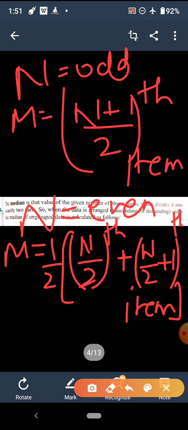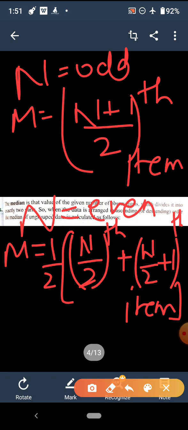The first step is to arrange the data in ascending or descending order. Step number 2, calculate the number of items, so the items will be n. Then you identify whether n is odd or even, and at last you apply the formula. If n is odd, then (n plus 1) upon 2, and if n is even, then half of the (n upon 2)th item plus the (n upon 2 plus 1)th item.